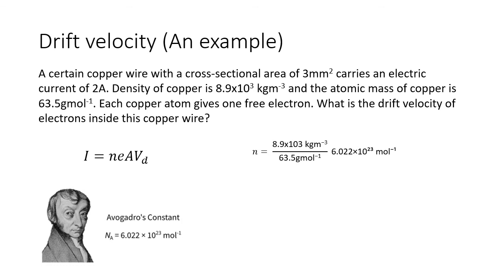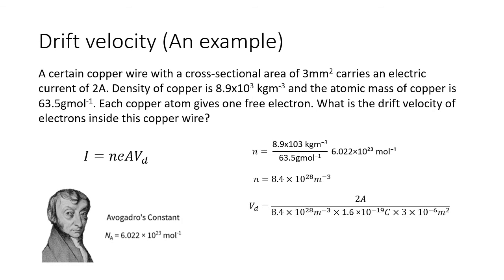And if you calculate this, then you will get the free electron density equals 8.4 times 10 to the power 28 per meter cube. Now we can find the drift velocity. So let us substitute all the values in the above equation and do the maths. We will get the drift velocity of electrons equals 0.5 times 10 to the power minus 4 meters per second. So as we can see, the drift velocity is a very small value. And here I recommend you to do the electricity essay question from the 2000 A-level paper.